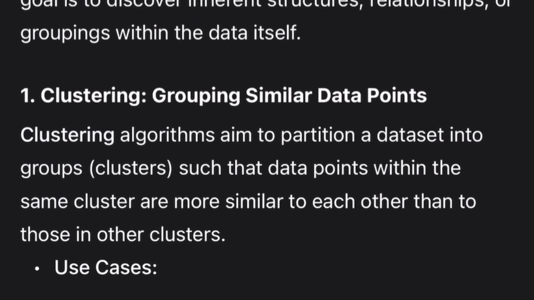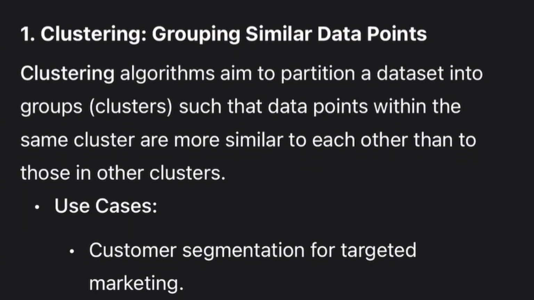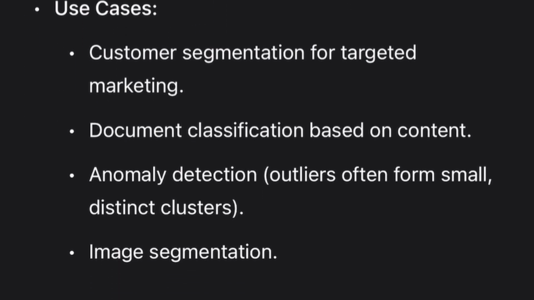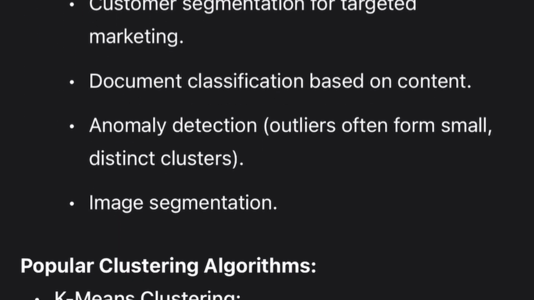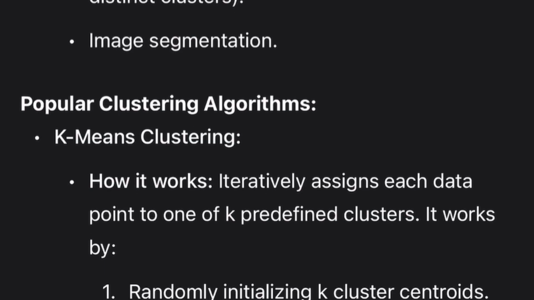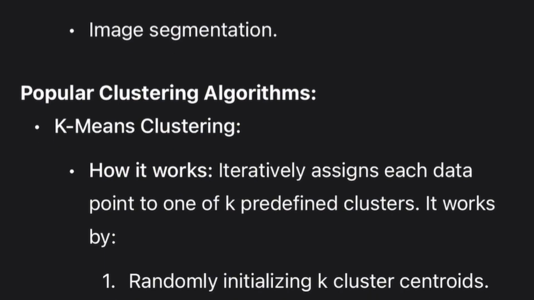1. Clustering: grouping similar data points. Clustering algorithms aim to partition a dataset into groups, clusters, such that data points within the same cluster are more similar to each other than to those in other clusters. Use cases: customer segmentation for targeted marketing, document classification based on content, anomaly detection, where outliers often form small distinct clusters, and image segmentation. Popular clustering algorithms: k-means clustering.